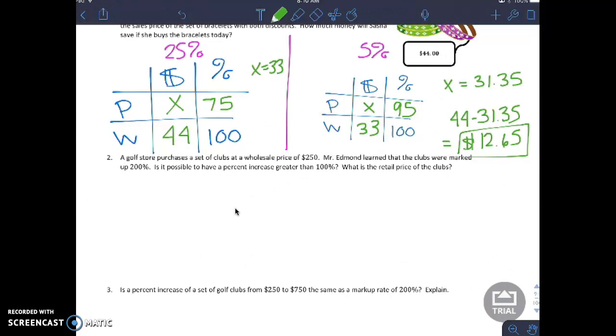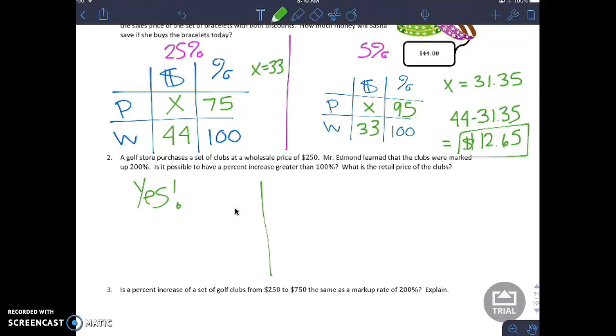All right, hopefully you are back. So we know that the store is buying it for $250 and the store is now marking it up 200%. Is it possible to have a percent greater than 100? Yes. That just means that you're increasing it by more than itself. So it's going to be a huge increase in this case. It's being increased by whatever 200% of $250 is. And now what is the retail price of the clubs?